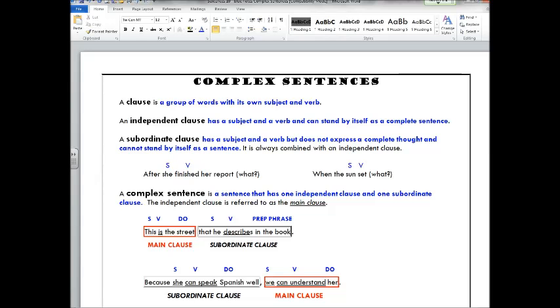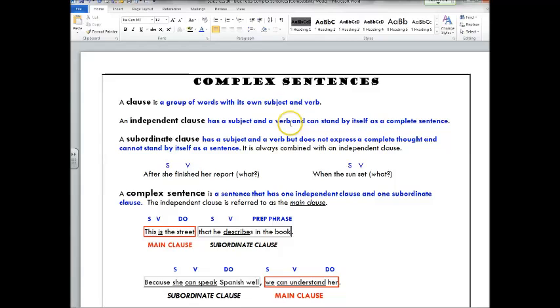This is our lecture sentences 14, and we're going to look at complex sentences. So just a reminder, a clause is a group of words with its own subject and verb. We've been looking at independent clauses, which have a subject and verb, and can stand by themselves as a complete sentence. It's a complete thought.